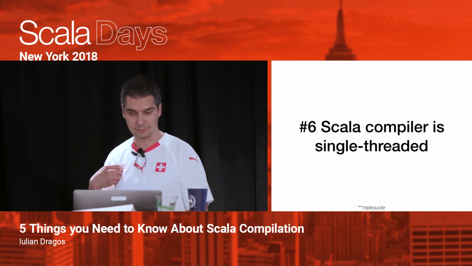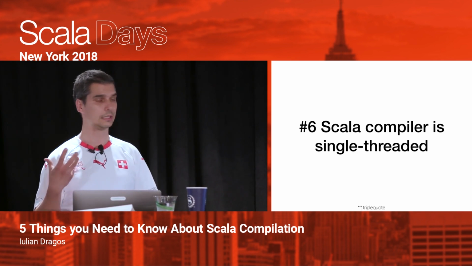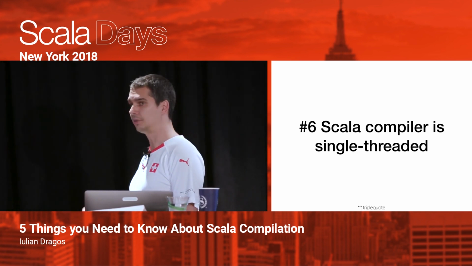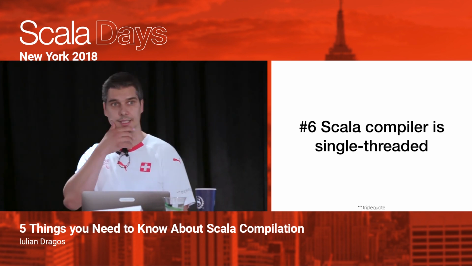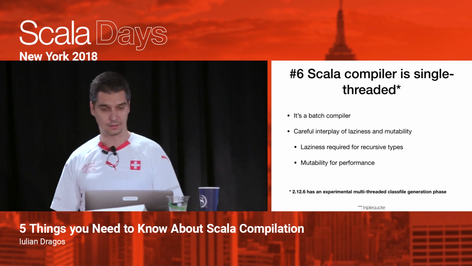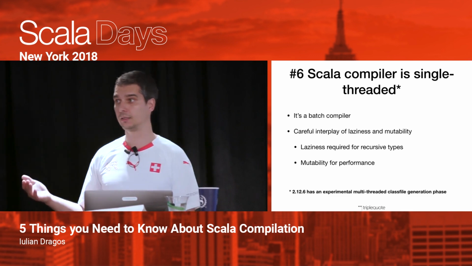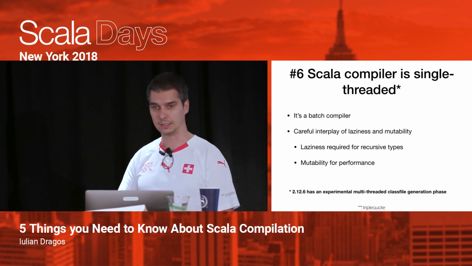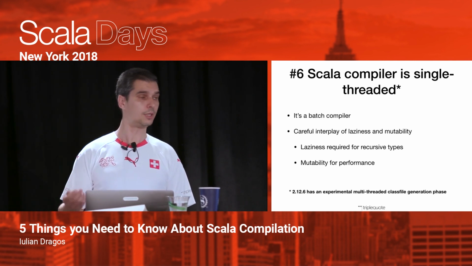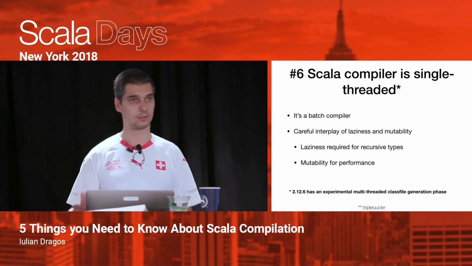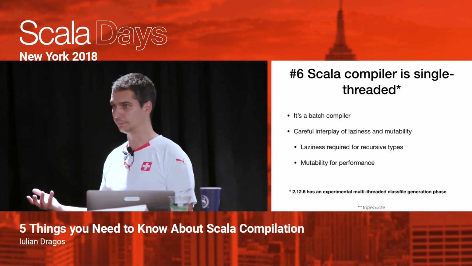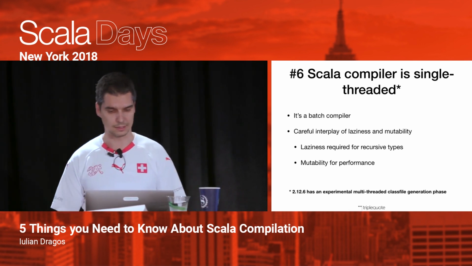So at number 6, we have the Scala compiler is single-threaded. And I think this is relatively a common case for many compilers. But I was surprised to talk to people yesterday, and they were actually surprised and said, no, that cannot be true. So why is that the case? Well, it's a batch compiler. It was written probably more than 10 years ago when it started. And in the interest of performance and the hardware that was available 10, 12 years ago, it uses mutability. For good reasons. It makes certain things faster.